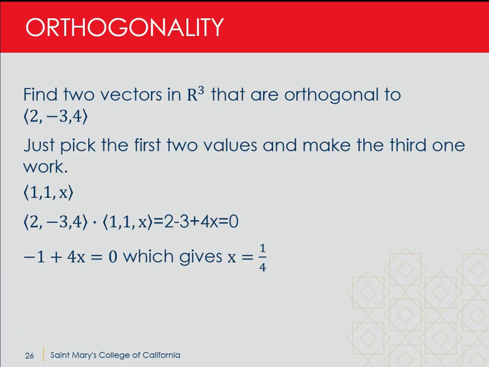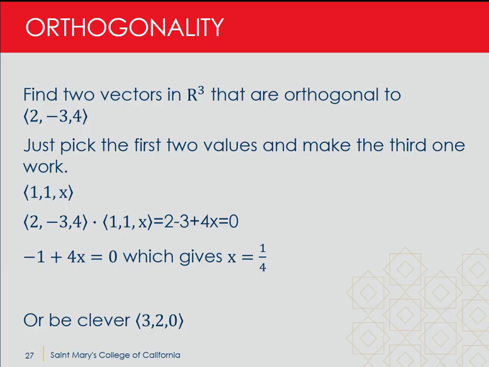There's one other approach. There are multiple approaches. One other approach is we'll just make the last entry 0 and just take the negative and switch the order of the first two. So the first two values in our original vector were 2 and negative 3. So we change the order to give ourselves 3 and 2 and take the one that was negative and make it positive.